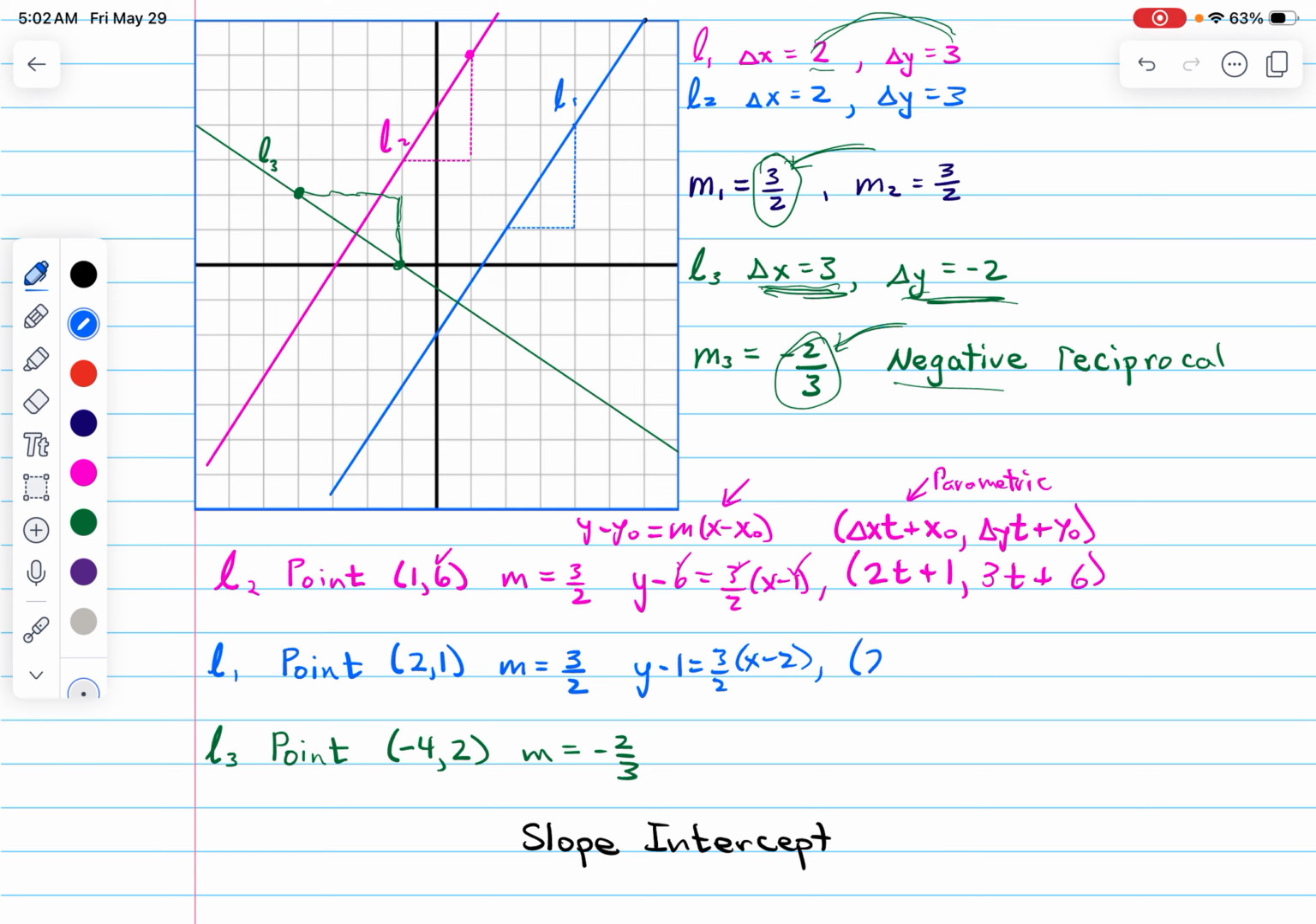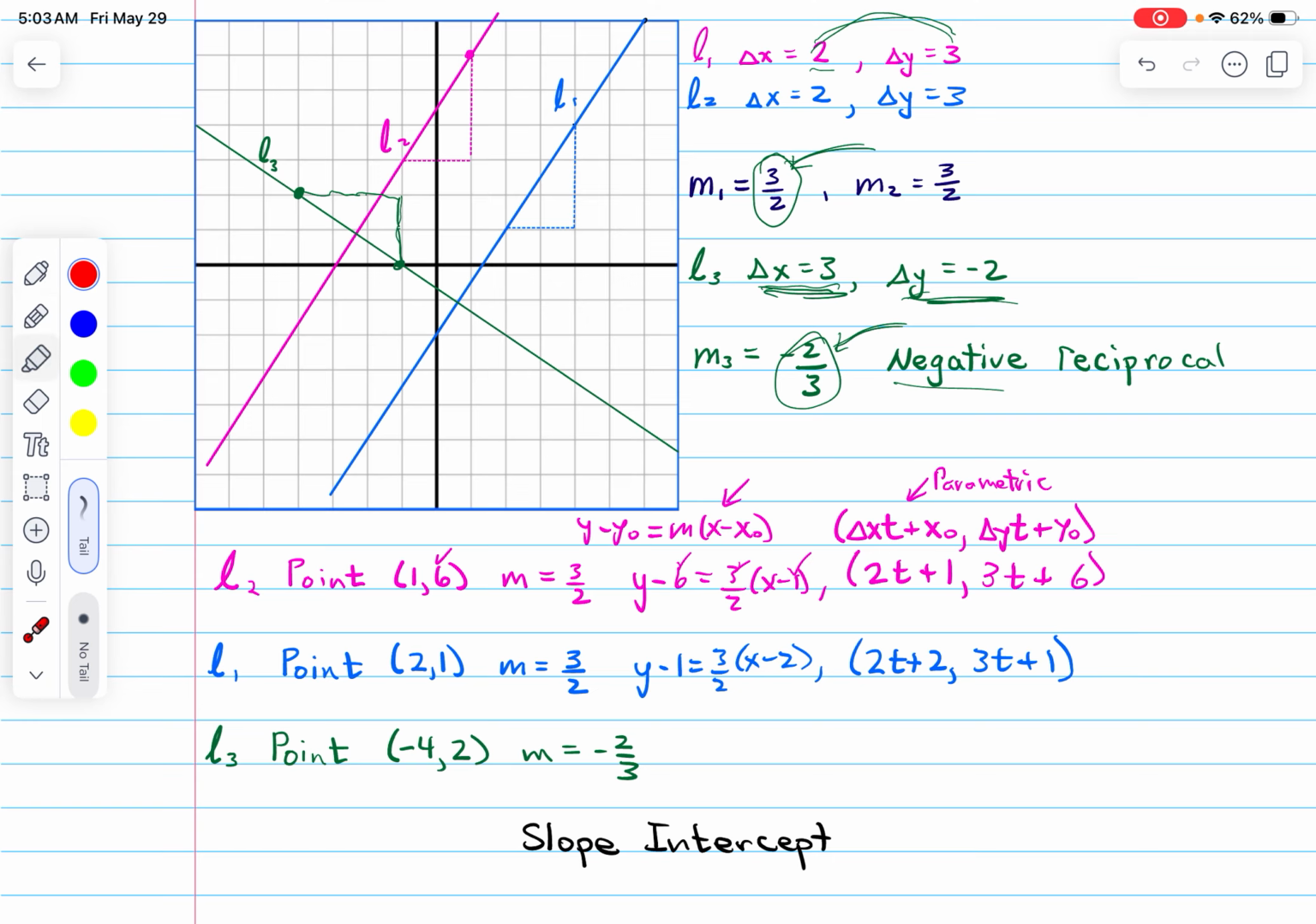So this is going to be very similar. It's going to be 2t plus 2 and 3t plus 1. Okay, and notice we still have the 2 and the 3. Here's the 2 and the 3. What's different is the point. 1, 6. 2, 1. See? So there's the difference.